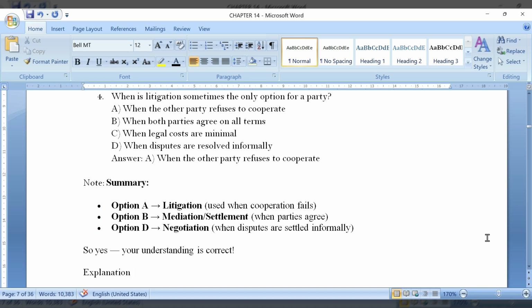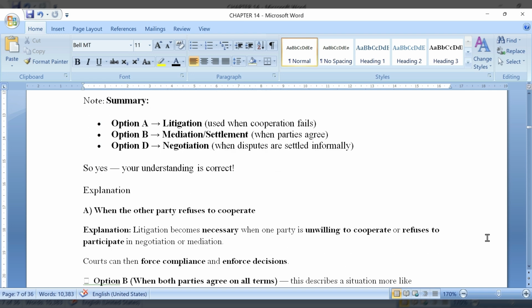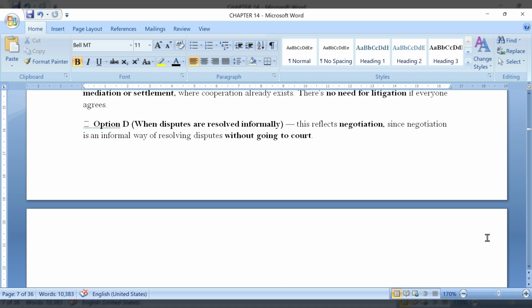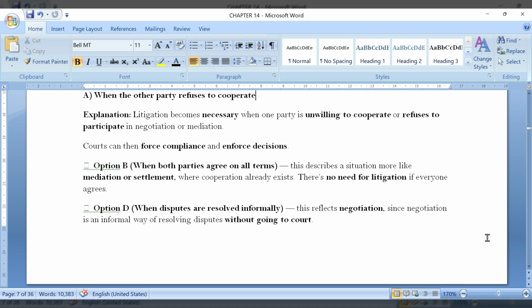Note: Summary. Option A, litigation, used when cooperation fails. Option B, mediation settlement, when parties agree. Option D, negotiation, when disputes are settled informally. So yes, your understanding is correct. Explanation. A. When the other party refuses to cooperate. Litigation becomes necessary when one party is unwilling to cooperate or refuses to participate in negotiation or mediation. Courts can then force compliance and enforce decisions.